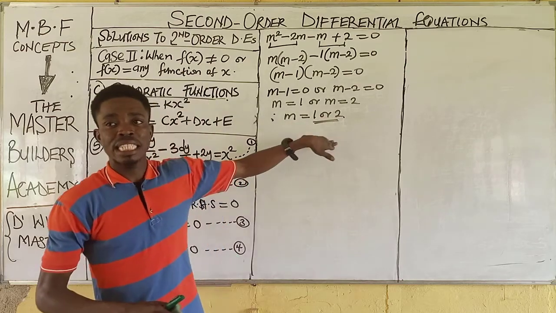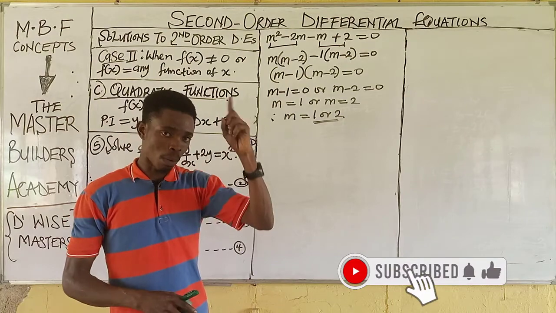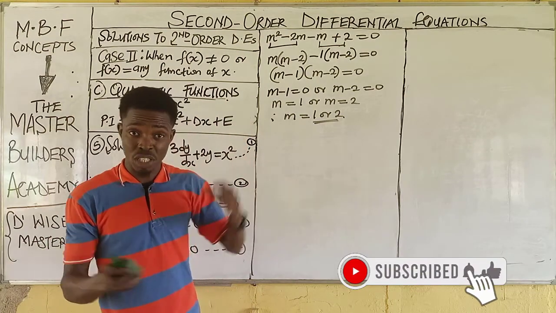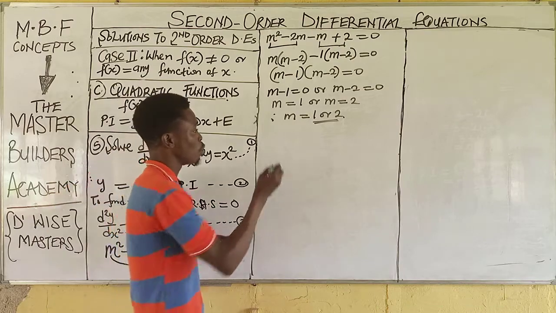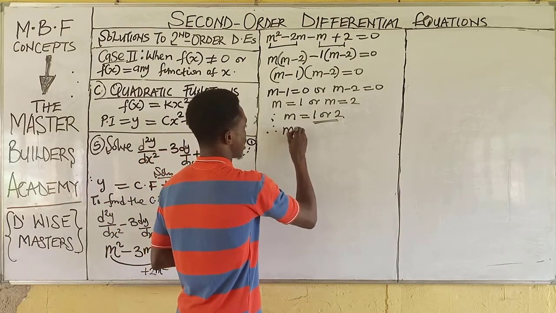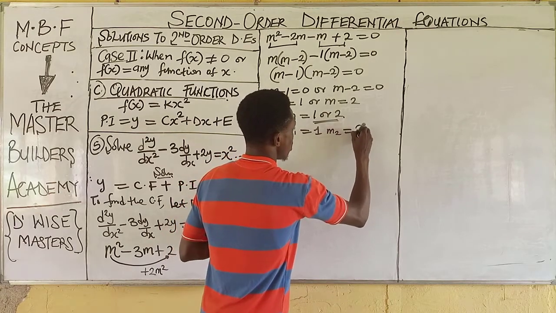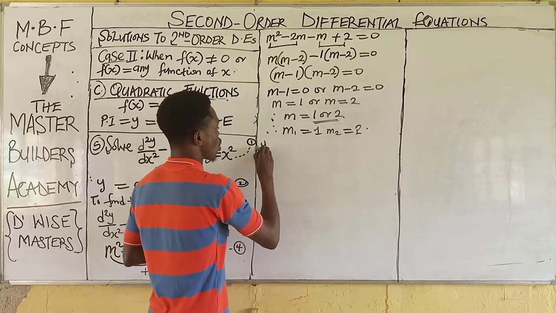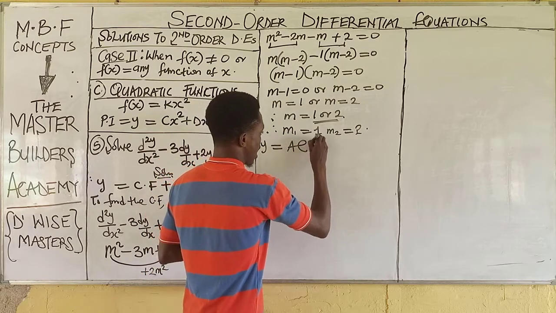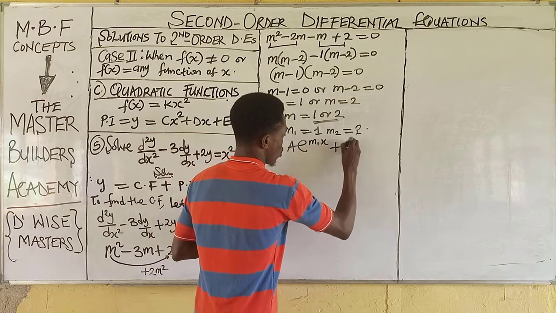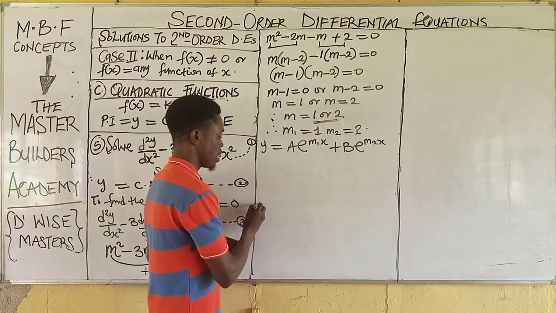Now guys, identify these roots here. What are the roots that we have here? Real, number 1, then different, number 2. That is to say, we have m1 here and m2. We can therefore say that m1 is equal to 1 and m2 is equal to 2. So I recall that the complementary function is equal to a exponential m1x plus b exponential m2x. It's as simple as this.